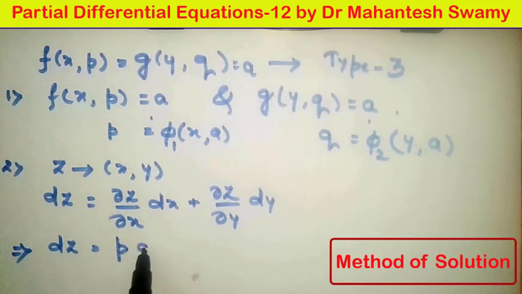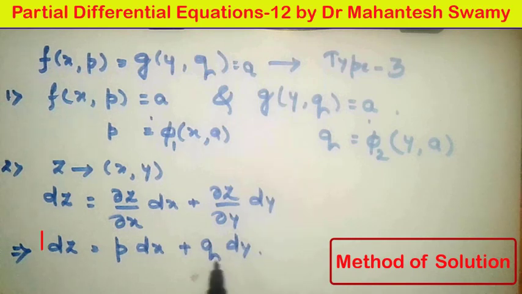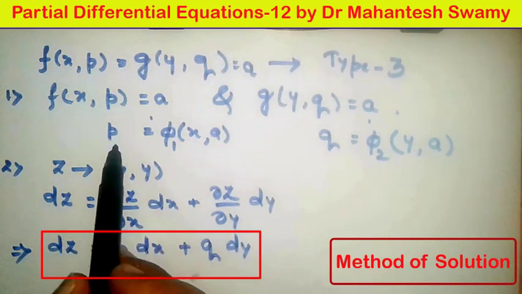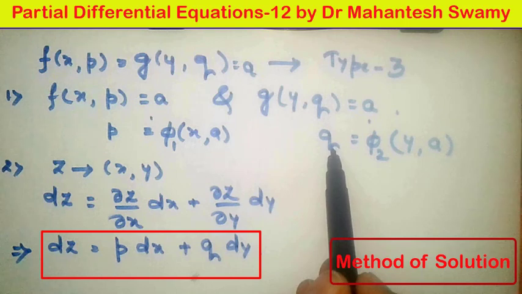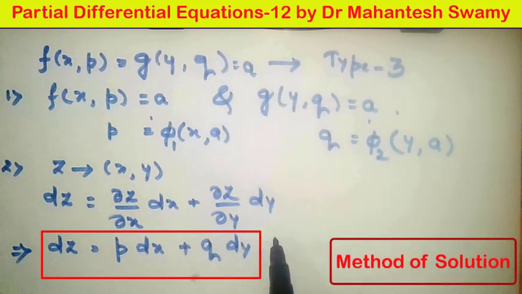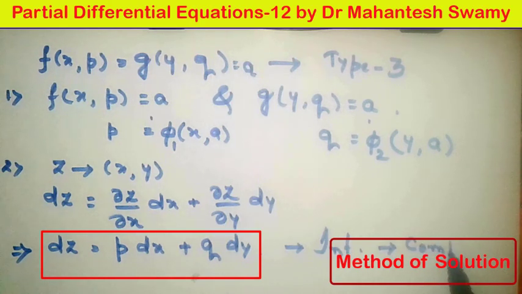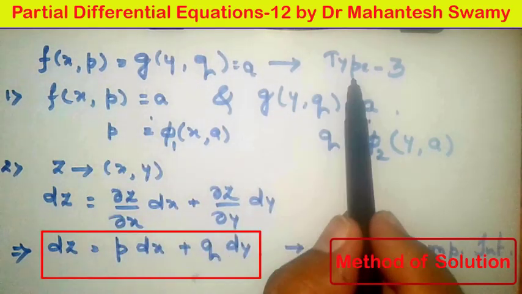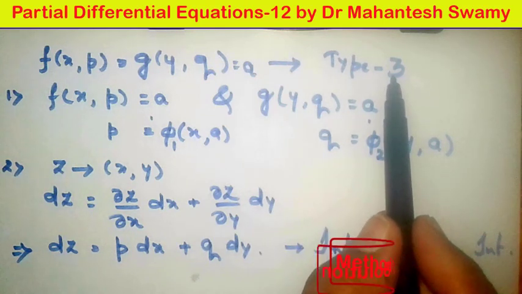Now this implies dz equals, what is the value of dou z by dou x? It is p into dx. What is the value of q? It is dou z by dou y. Therefore here we can write q into dy. Now in this equation we can substitute the values of p and q obtained in the previous step, and then go for integration. If we integrate the resulting expression, we will get the required complete integral. This is the technique we have to follow in order to solve the partial differential equations of type 3. So let us consider the first example.